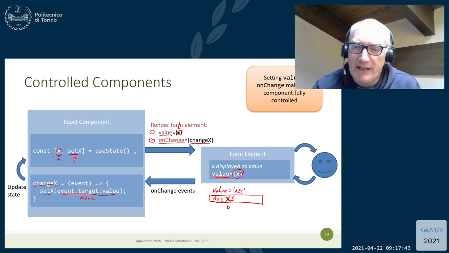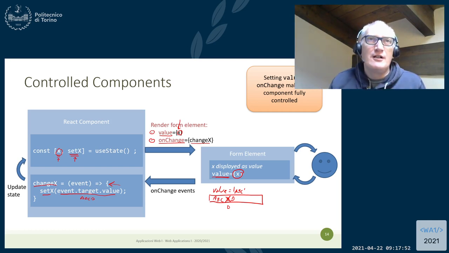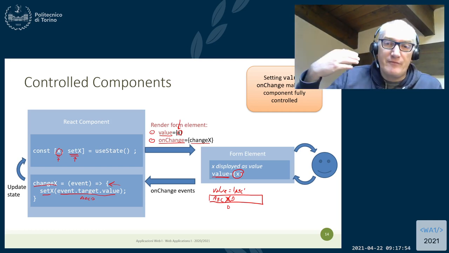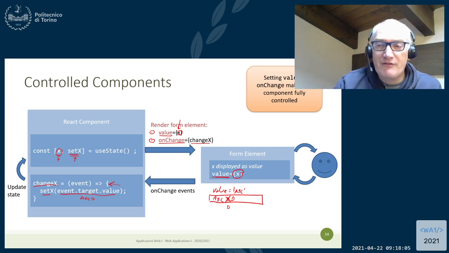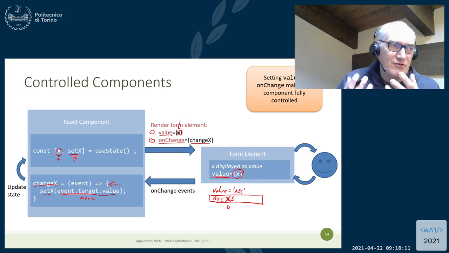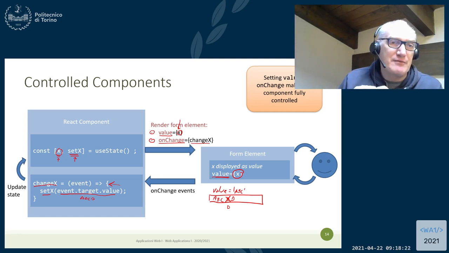And of course, here we may also have some logic inside this event handler. So maybe if you don't want your user to write numbers, you can just prevent the update of the state when the key is a number. Or if you want everything to be in uppercase, you can convert the value into uppercase before changing the state variable. So you can actually transform what the user types. Don't do strange things, because otherwise the user will not understand what is happening. But we may actually decide what happens every time the user tries to type something.